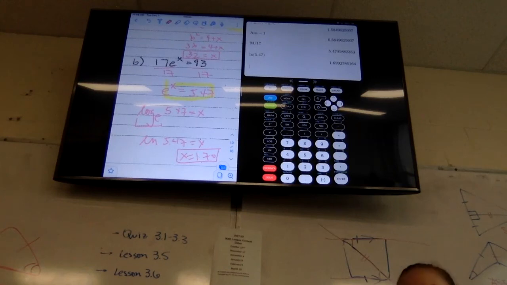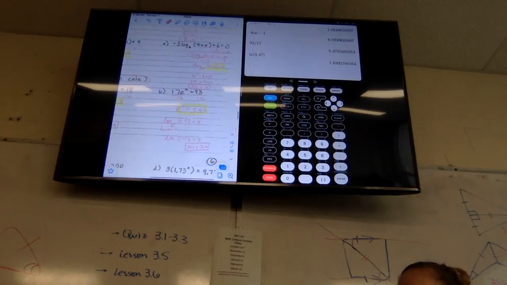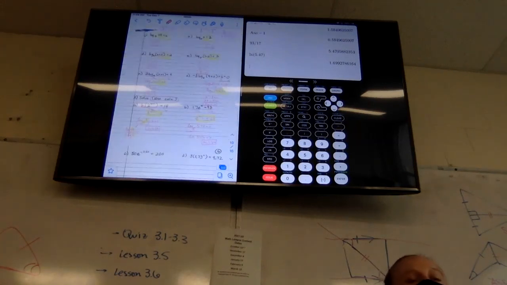Will you take stock of sig figs? No. That's not the point of this class. Like in chemistry, they care more about sig figs because that's the point of that class. That's not the point of this class. So 1.7. We're going to go to lunch.